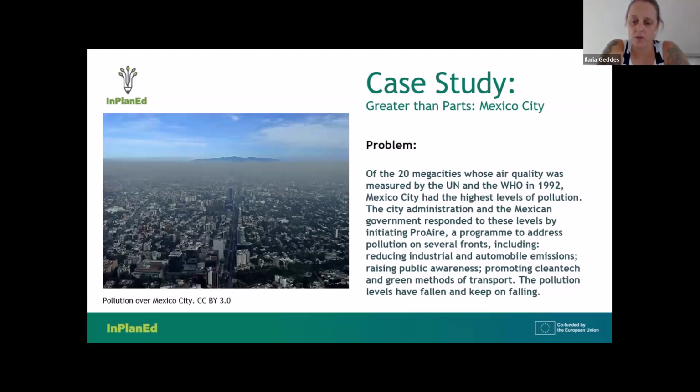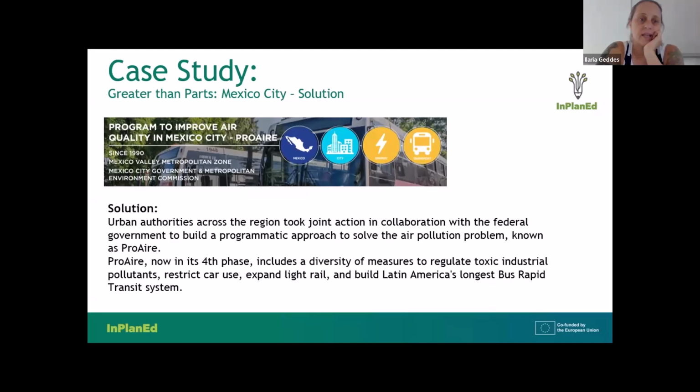These included expanding the subway system, launching a suburban train system to serve the sprawling metropolitan area, they started the largest bike share program in Latin America, which is called Ecobici, and they launched the Metro Bus, which is a rapid bus transit system. And this now carries over 1 million people each weekday. We are now in the last phase of the program, ProAir 4, and this includes 81 measures and 116 actions across 8 themes. So this is really about the fact that the region took joint action in collaboration with the federal government and built a programmatic approach, meaning a long-term strategic and integrated approach to solve the air pollution problem.